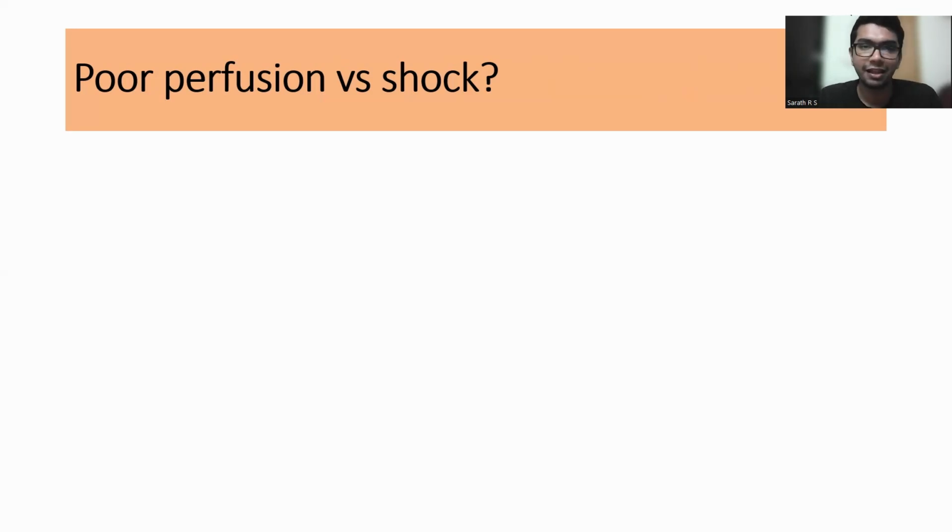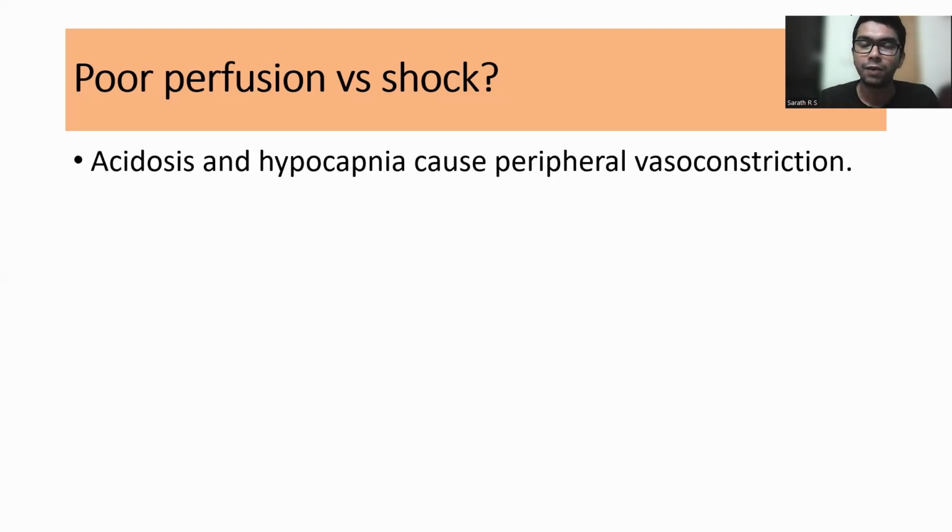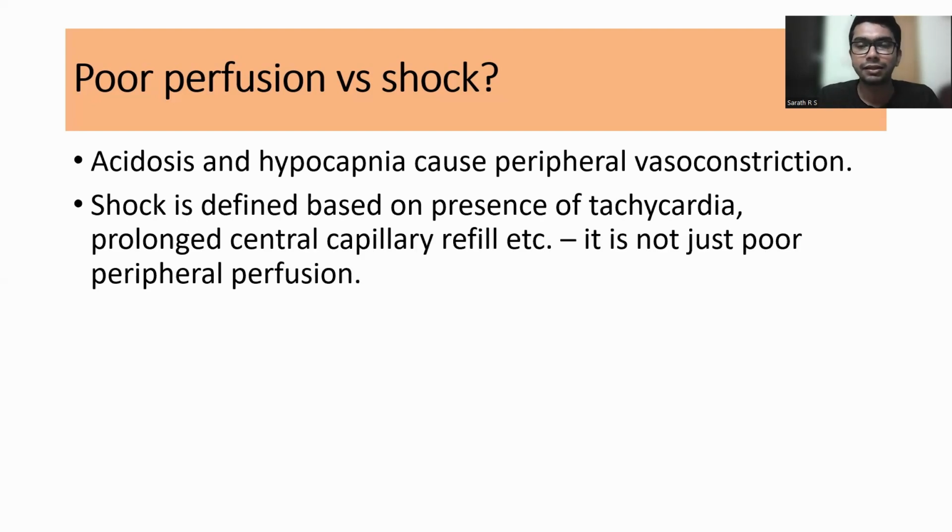Remember, in DKA there is severe acidosis. Because of severe acidosis, there is Kussmaul breathing, and because of Kussmaul breathing, there is hypocapnia. Both acidosis and hypocapnia can cause peripheral vasoconstriction. So even before the development of shock, there will be peripheral vasoconstriction, because of which there will be poor perfusion in the peripheries. So we cannot say the child has shock just because he or she has poor perfusion in the peripheries, that is, cold peripheries. Shock is defined based on the presence of tachycardia, prolonged central capillary refill, etc. It is not just poor perfusion.